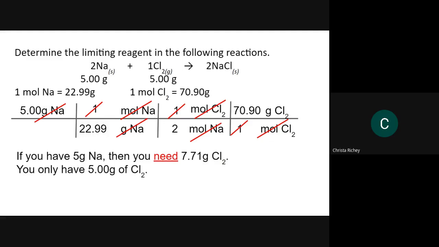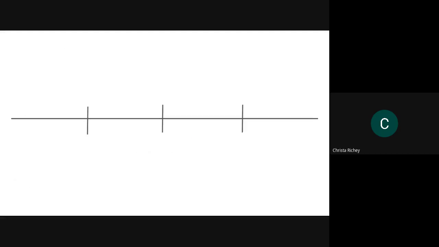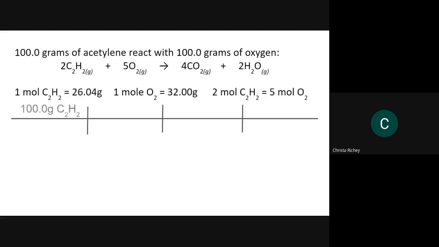And then I went on just because it's not always going to work out that it works this way. Sometimes this would be less than what you have, which means that's an excess, and then the other one would be limited. So I went ahead and did the same thing both ways with this one. I'm starting with 100 grams of acetylene because that's the first thing that I saw. Its mass is going to go down. Its mole is going to go up.